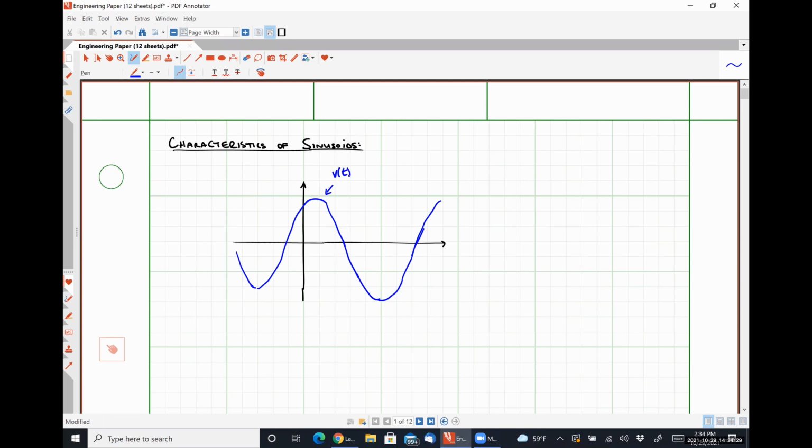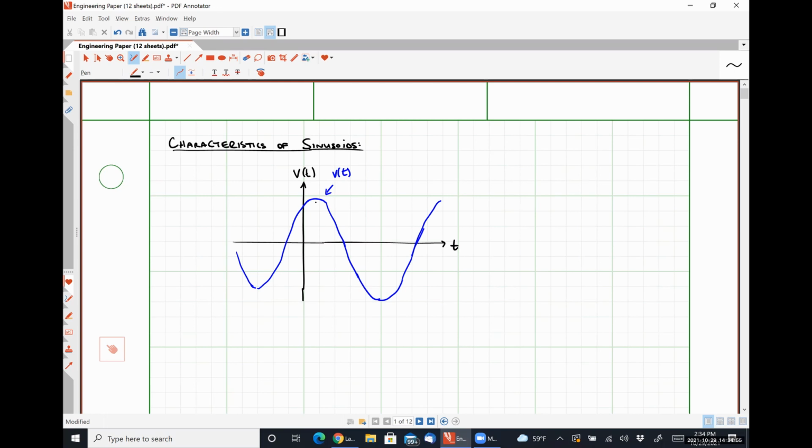V of t. Our y-axis here is the amplitude of the voltage, V, as a function of time. And this axis here is time itself. Okay. So this sinusoidal waveform is characterized by three different quantities.